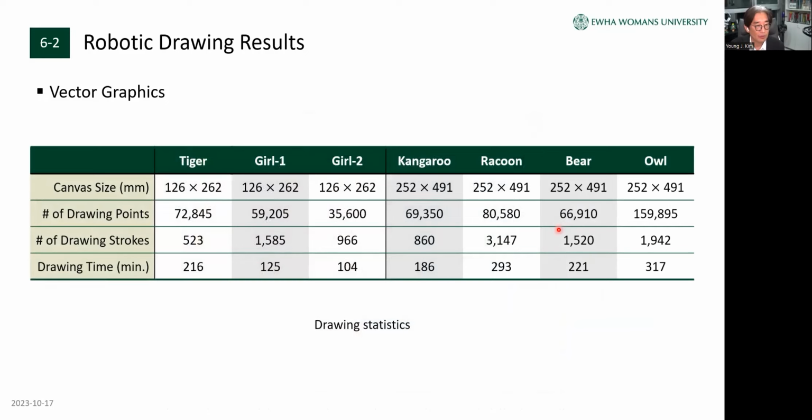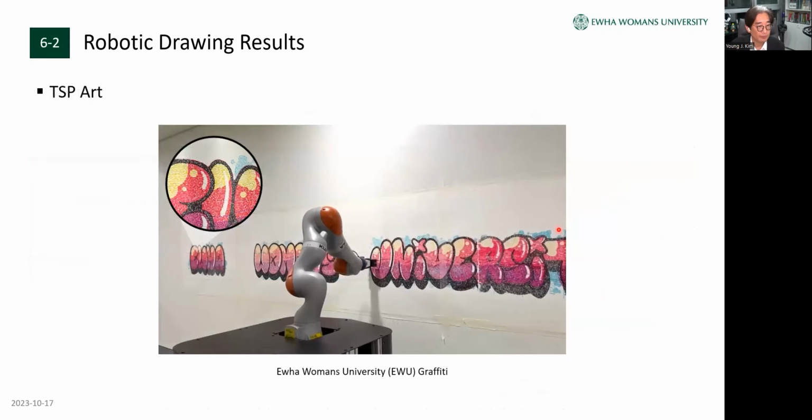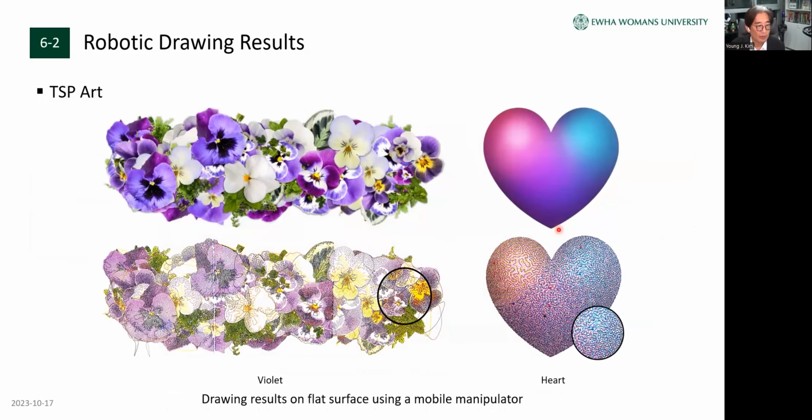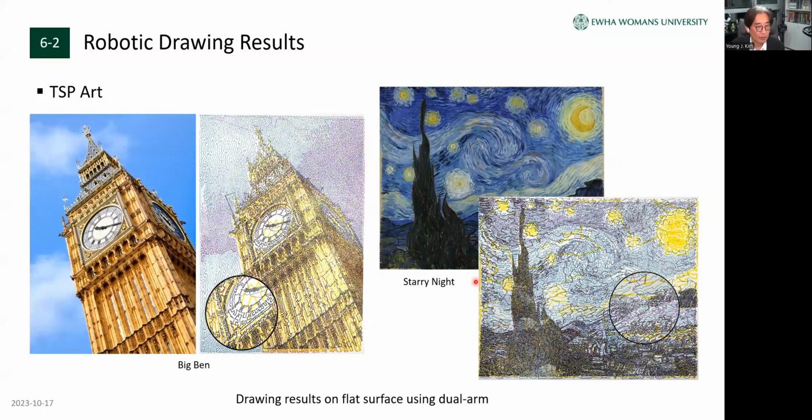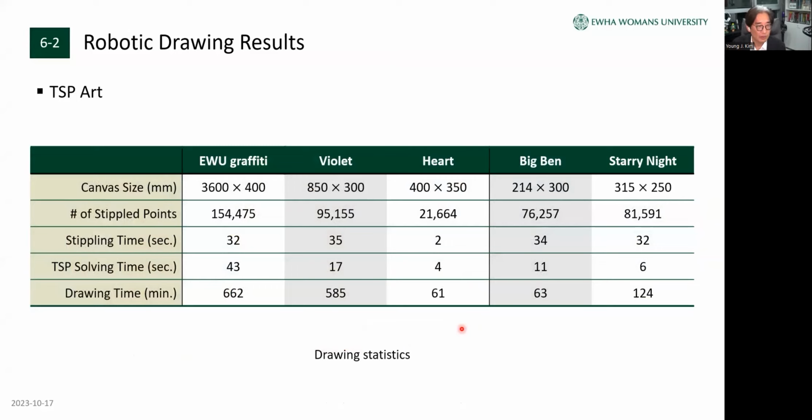These are some statistics for those results. And this is the result of TSP art. The top is the input image, and the bottom is the robotic replication of the input using TSP art. And same thing for the input of the Big Ben image and the straight line. The right is the drawing by the robot. In this case, it's just a flat surface. And some statistics. As you can see, the TSP solving and other steps take relatively less time than the actual drawing.